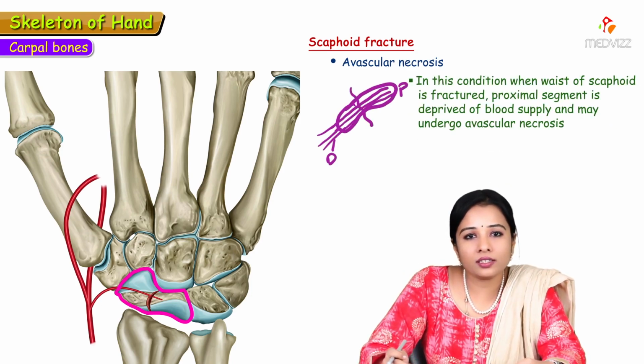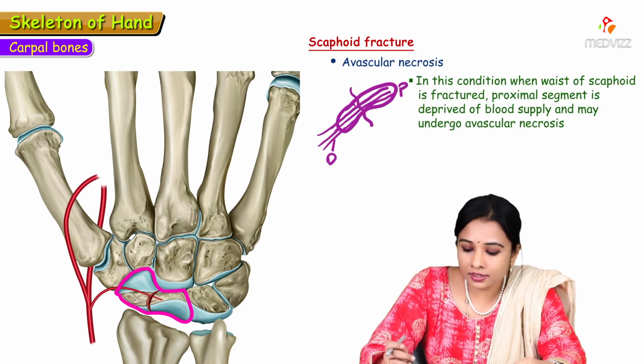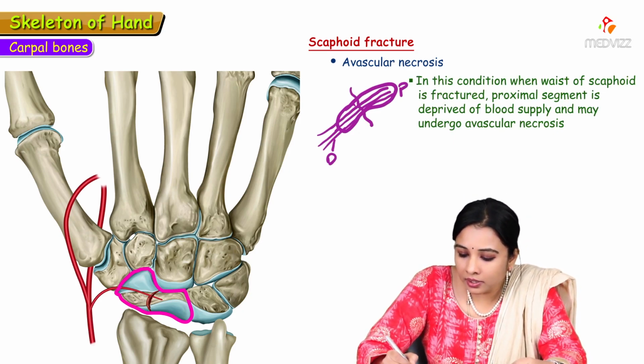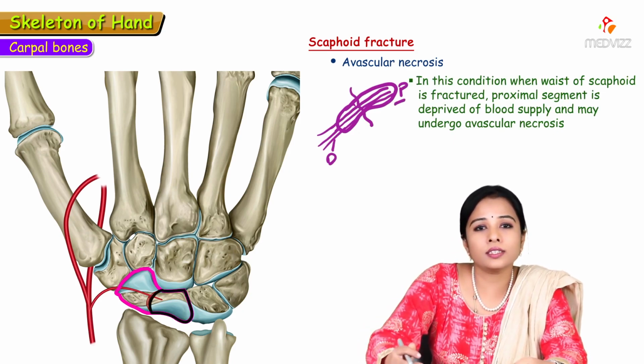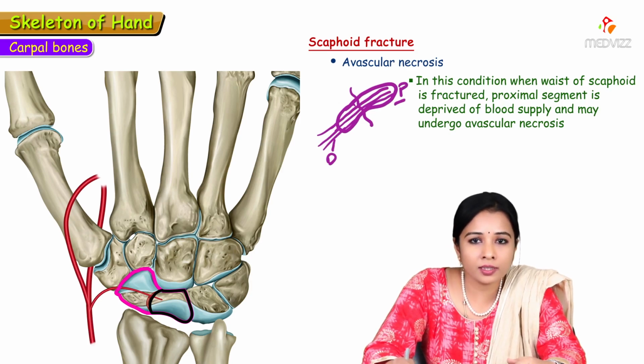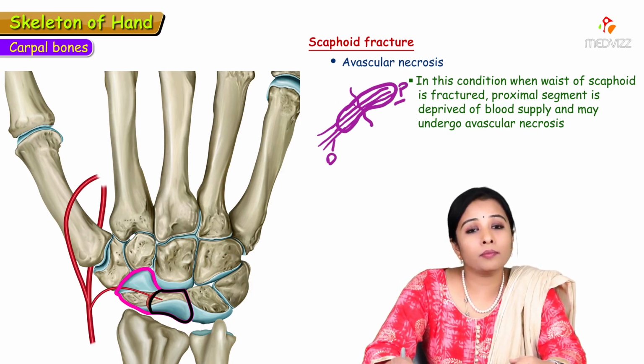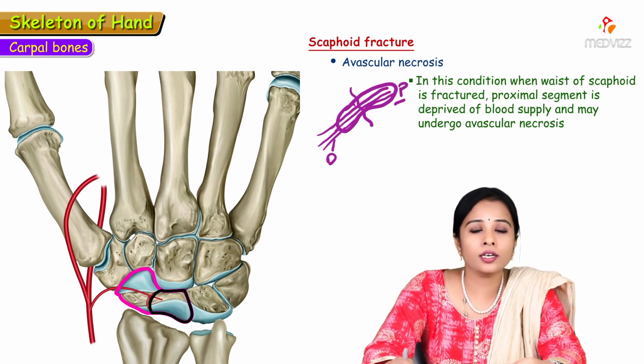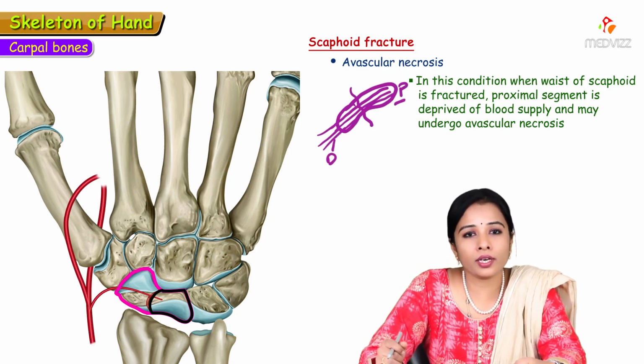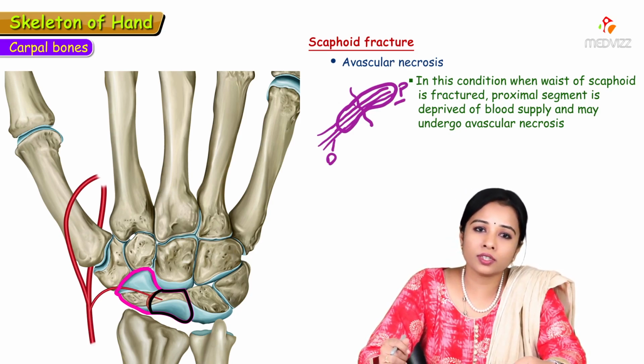So in such cases, if there is a fracture of the scaphoid at its waist, what happens? The proximal part doesn't get its blood supply. So it is deprived of blood supply and may undergo avascular necrosis, which is clinically very important related to scaphoid.